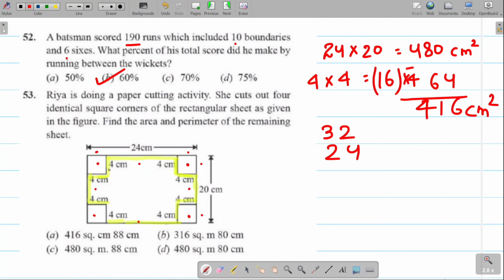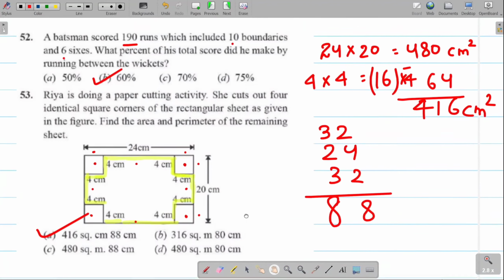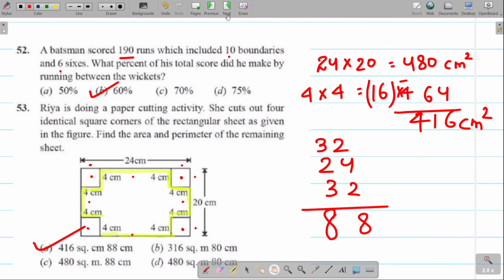Now we just need to add these 4. So 4 plus 4 is 8, again 4 plus 4 is 8, 4 plus 4 is 8, and 4 plus 4 is 8. So there are 4 8s, so 32. We'll add all this. 4 plus 2 is 6, 6 plus 2 is 8, 3 plus 3 is 6, 6 plus 2 is 8. So the final answer will be 416 centimeter square and 88 centimeter. This is our answer. I guess there's no question in this slide anymore. Moving to the next question.